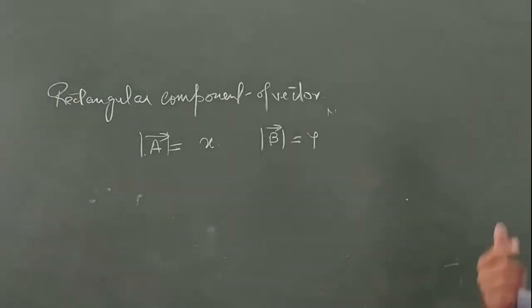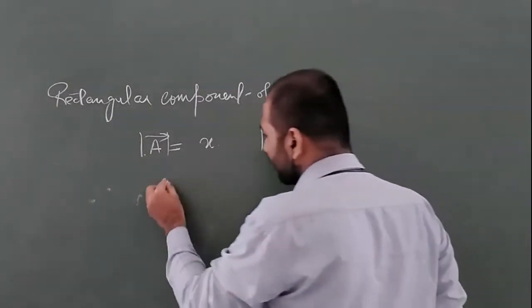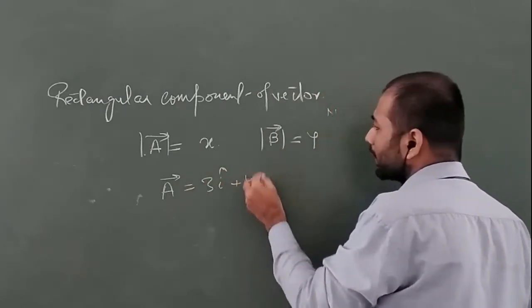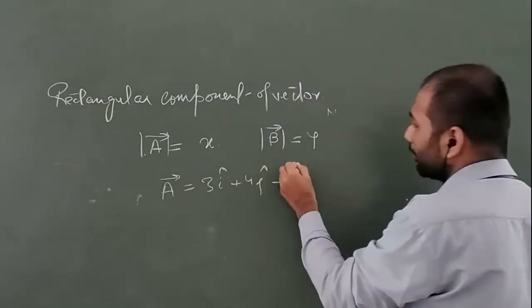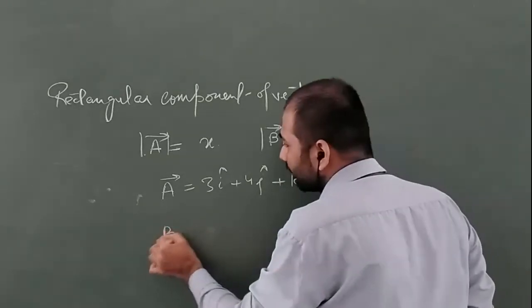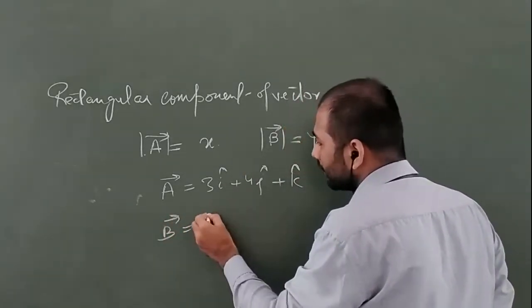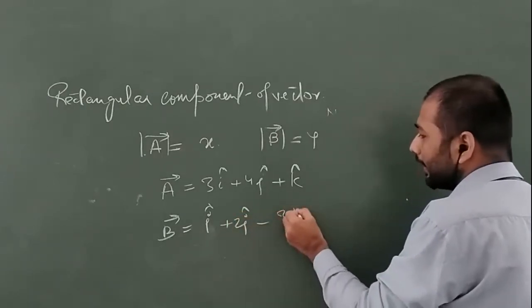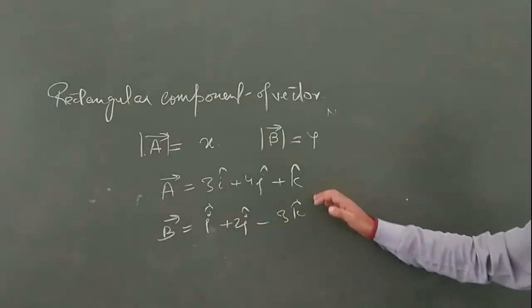Alright, but what happens in rectangular components? If I say the vector A was 3 i cap plus 4 j cap plus k cap, and B is given as i cap plus 2 j cap minus 3 k cap. Alright, so we have just assumed an example.